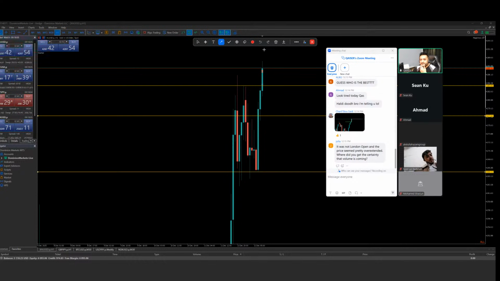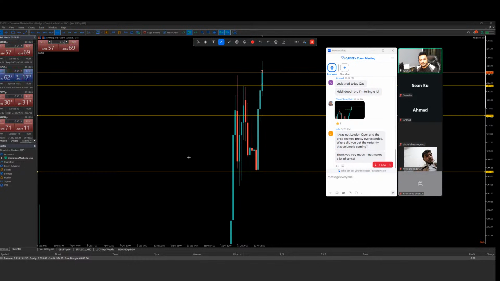A higher probability setup doesn't mean it will always work for you. It means that if you attempt it 10 times, maybe 6 or 7 times it will work for you, and 3 or 4 times it's not going to work, and you just manage the risk there. Make sense? Thank you very much. That makes a lot of sense.